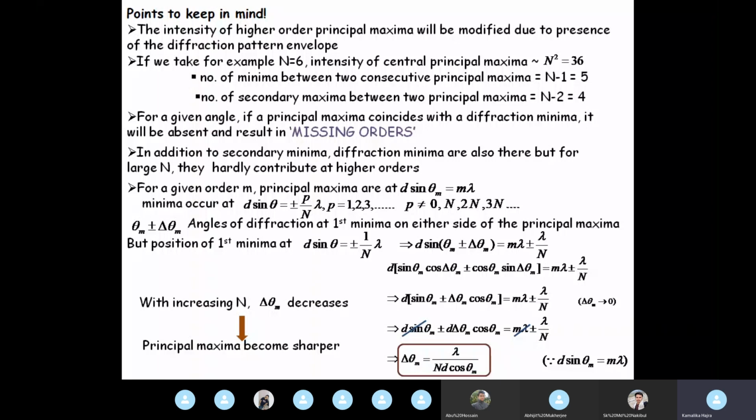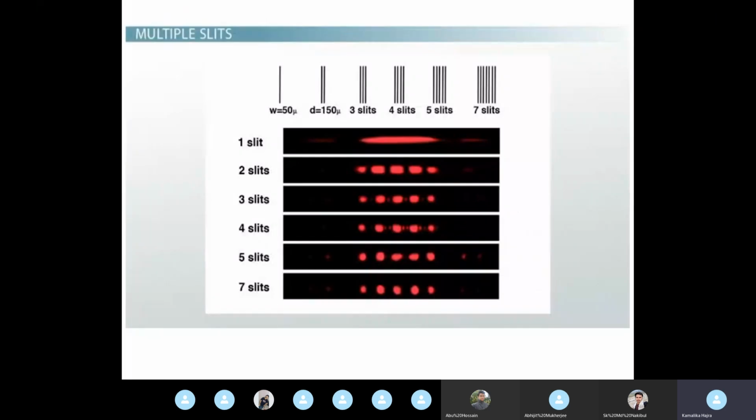So this is typically what you see in the laboratory if you use different numbers of slits in the multiple slit diffraction setup. This is a typical single slit: central maxima, secondary maxima, and minima in between. The intensity of the secondary maxima is way smaller than that of the central maxima.